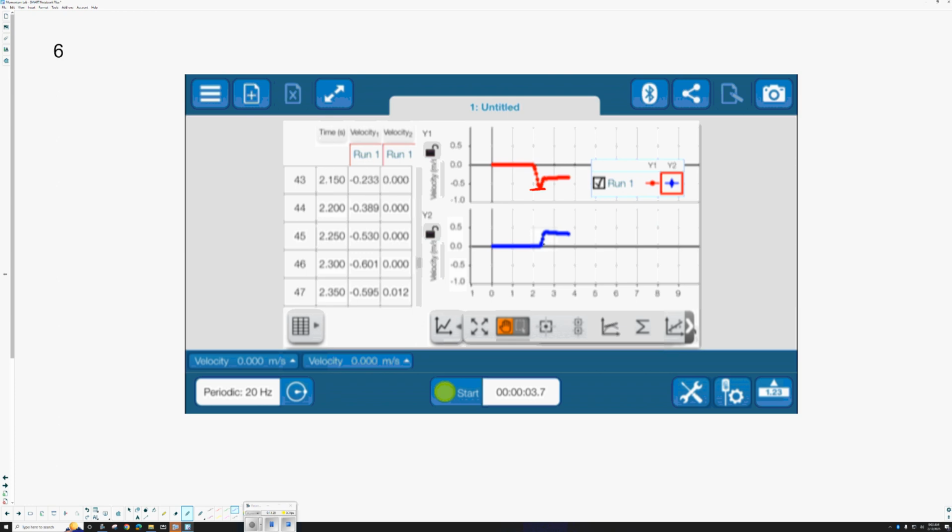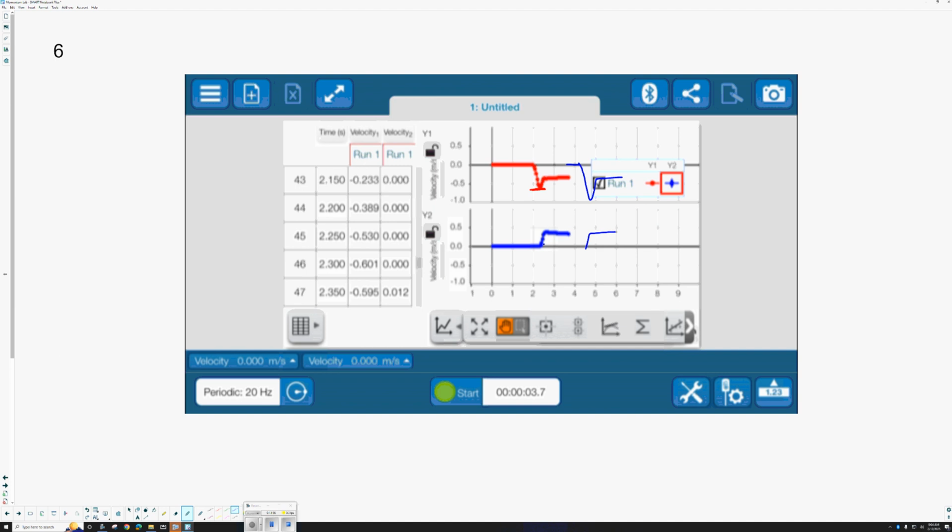Now, we're going to record VI for the red cart, and we're going to record VF for both carts combined. You're going to look at these graphs to see if you have good data. You're not going to actually read anything off of these graphs. So look at these graphs. If you see more or less these shapes, red one looks like this, blue one looks like this, then you have good data.